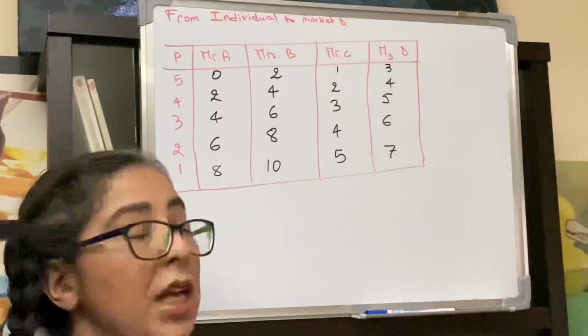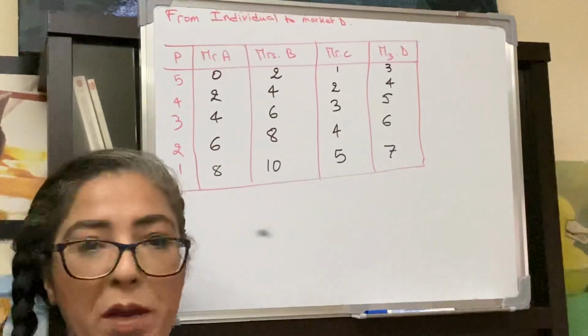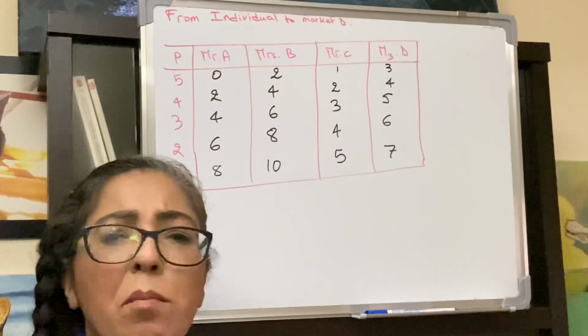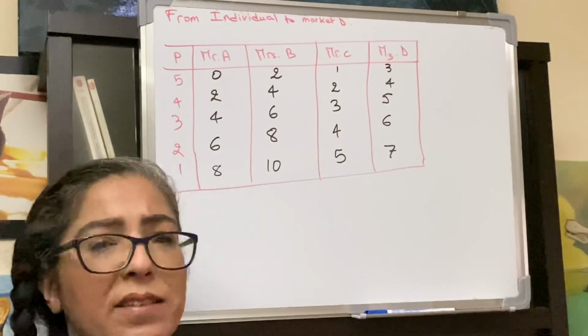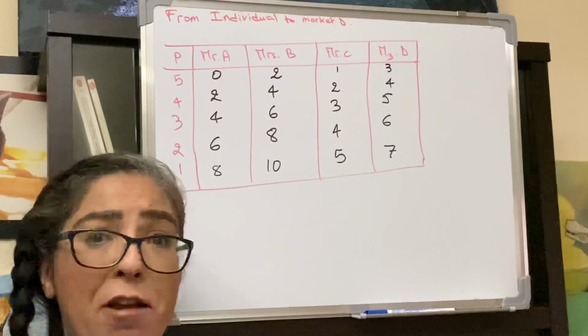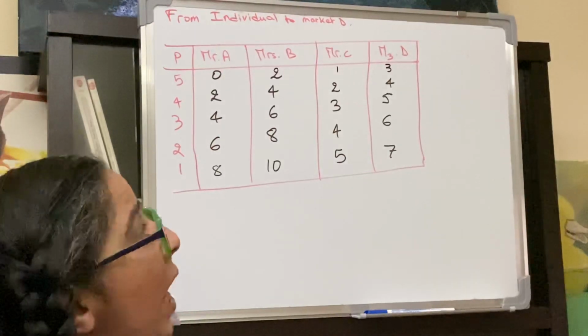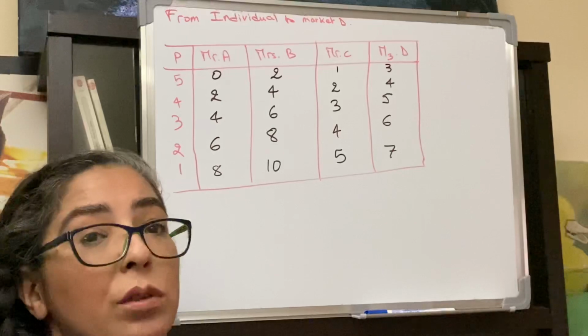Okay. Now each one of these is an individual demand. If I want the market demand, how am I going to get it, knowing that these are the only 3 people I have in my market? A small market.